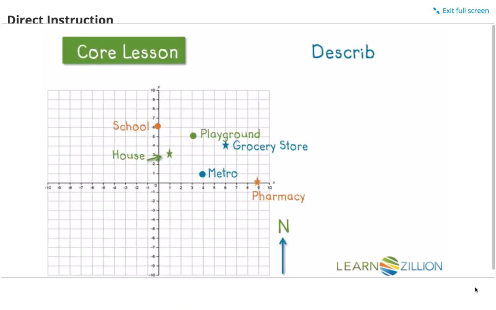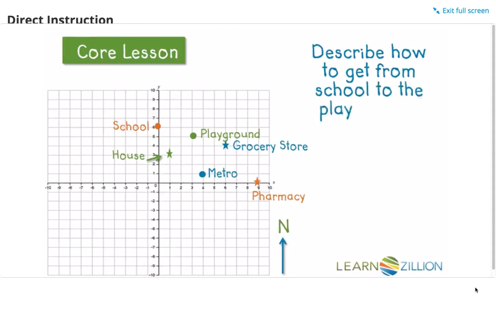So let's say that I wanted to tell someone how to get from school to the playground. To tell how far it is, I need to count the units of movement, or blocks since this is a map. I also need to know what direction to go when I move. I notice that the playground is to the right of school, so first someone will need to travel to the right, or east. It takes someone 1, 2, 3 blocks to be even with the playground, or at the same x coordinate. So first someone would have to travel 3 blocks east.